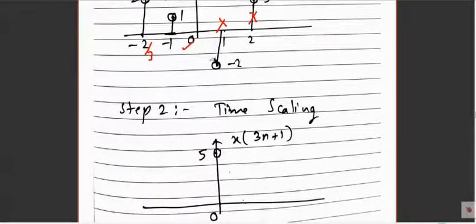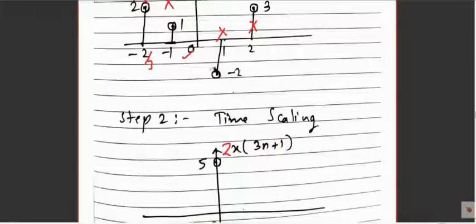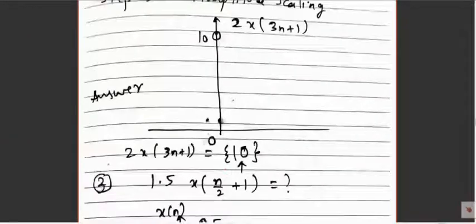And after that we have to do the amplitude scaling. The factor for amplitude scaling is 2, so 5 into 2 is 10. So this is the final answer.